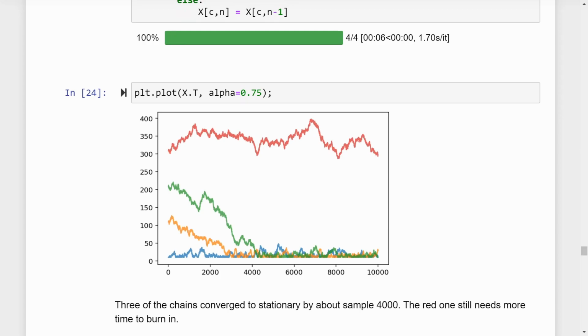Plotting the trace plots together, we see that the blue, yellow, and green chains all converge to the same region, so they likely reached stationarity after about sample number 4000. Whereas the red chain, which started at the value of 310, is wastefully wandering around a region of low probability. This indicates that 310 was a bad starting value for this particular problem.